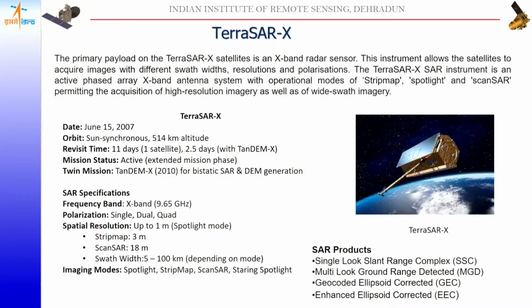So different satellite products are offered, like the SLC image which has the phase information, which is called the SSC product, or we can have a ground range image which is called the MGD image, or we can have the geocoded, which is the earth projected products, and we can have the enhanced ellipsoid corrected image products also.